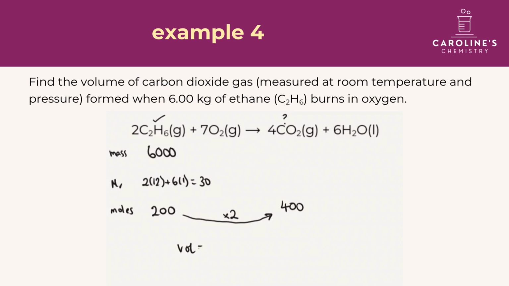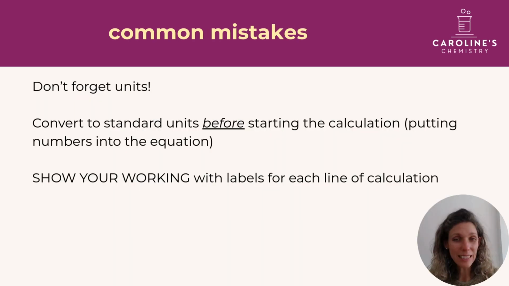As before, I'm now going to use the volume equation. Now we have the moles. So 24 times by the moles, 400, and that gives us our overall answer of 9,600 decimeters cubed. Let's have a quick look now at some common mistakes.